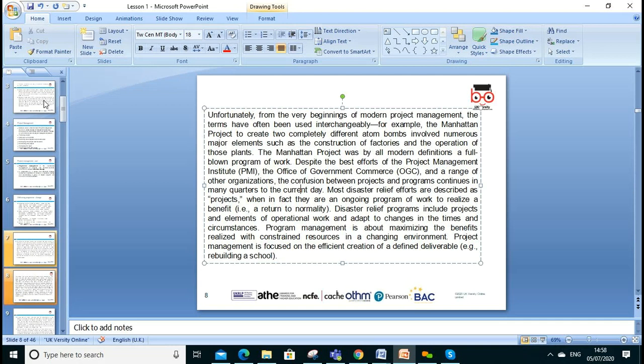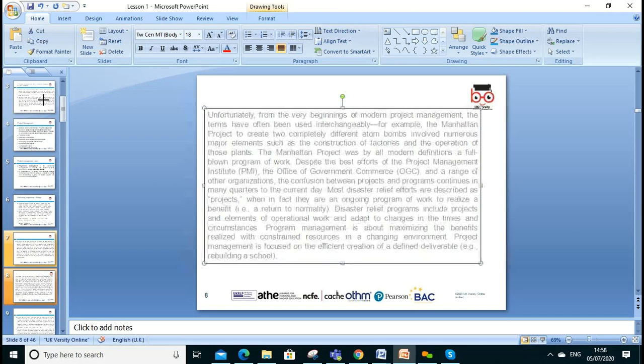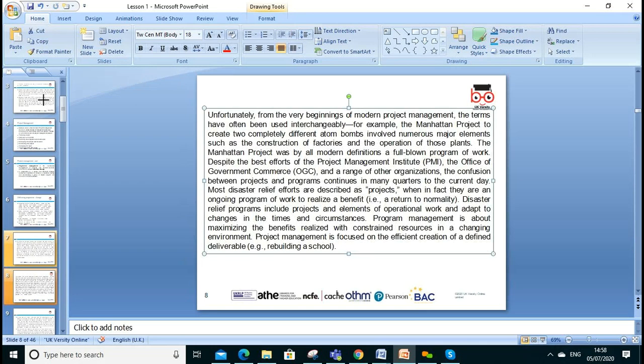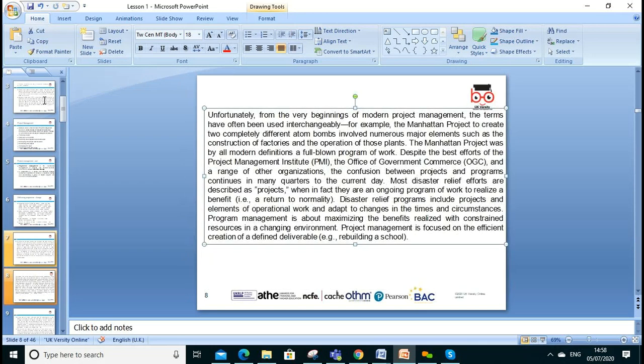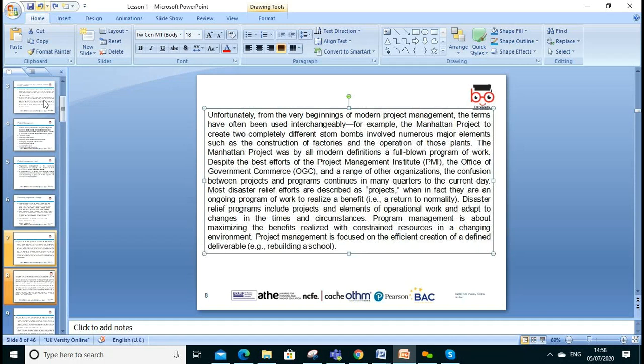And currently, most disaster relief efforts are described as projects. Now, in fact, it is an ongoing program of work to realize benefit, and as normal, a disaster relief program includes projects and elements of operational work, changing with the time and circumstances. So program management is about maximizing the benefit realized with constrained resources in a changing environment. So with the constrained resources we have in COVID-19, how can we manage effectively? We need to think about it. Anybody, any question up to now?